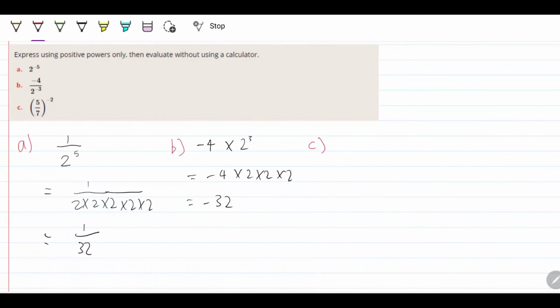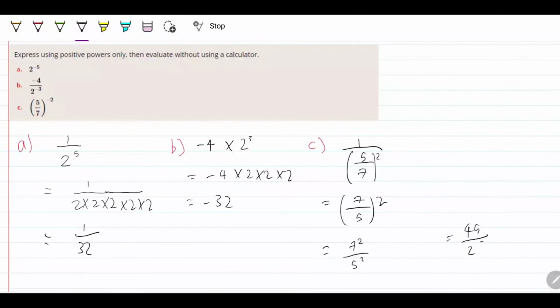And in example C, we have 5 over 7, all brackets to the power of minus 2. For this one, to convert this to a positive, remember you can put this over 5 over 7 squared. So you can flip that across. So that becomes 7 on 5 squared. Now this becomes 7 squared over 5 squared, which should give me a final answer of 49 over 25.